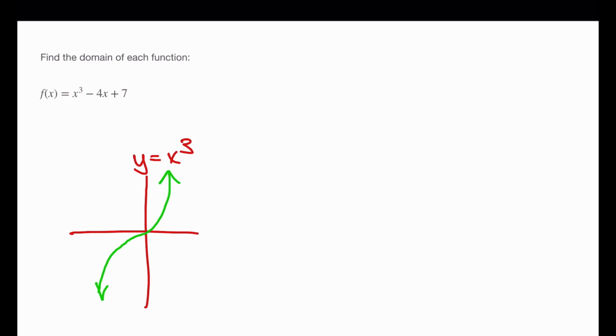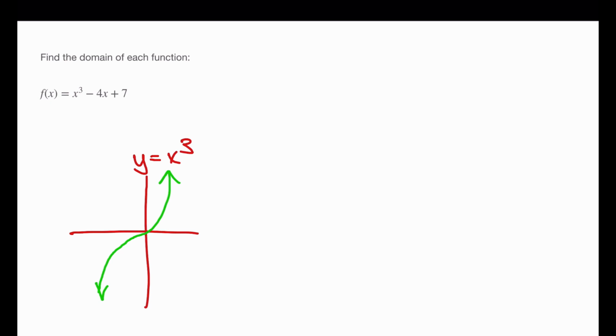And if you think back to those toolkit functions, this isn't the exact same as x cubed, f of x equals x cubed, but it's going to look similar. And y equals x cubed had arrows on both ends. The domain of this function is all real numbers. If your function does not have a fraction, does not have an even root, then its domain is going to be all real numbers.